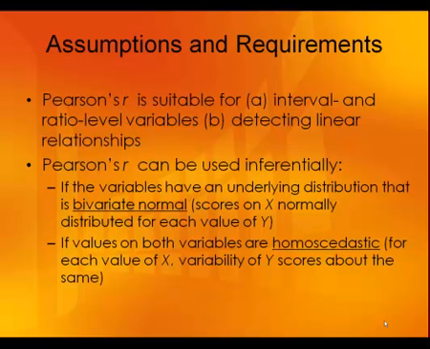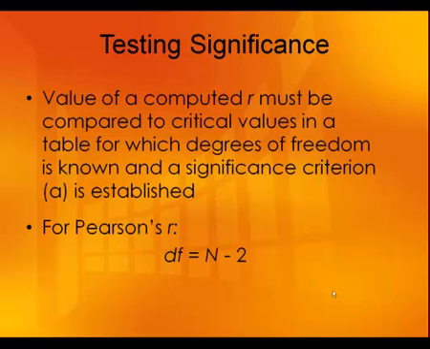If the variables have an underlying distribution that is bivariate normal, and scores on X are normally distributed for each value of Y, then we could definitely utilize correlations and regressions. If the values on both variables are homoscedastic, and remember that homoscedasticity means that there is kind of that similar common ground, there is an evening out of those ranges, so that for each value of X, the variability of Y is about the same. So there's kind of that evening balance between the two.